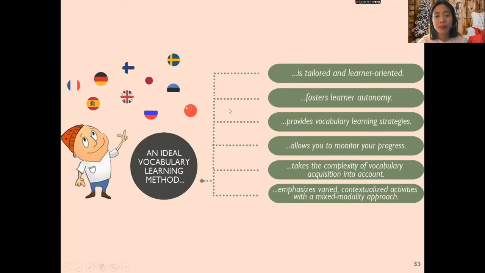Okay, this is in principle, but then we have to put it on paper. After creating the lesson plan, or even a material module, or a book, or a workbook, you make sure that we could really apply these theories or these principles, okay? Because it is the ideal learning vocabulary, an ideal vocabulary learning method.